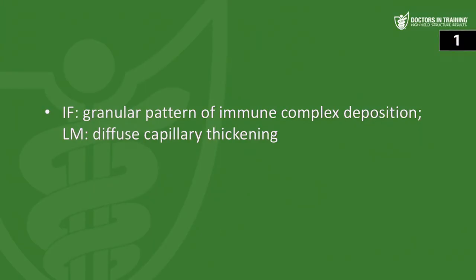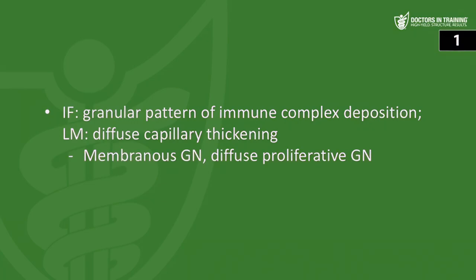So first we have immunofluorescence shows a granular pattern of immune complex deposition, and light microscopy shows diffuse capillary thickening. So that's going to be your membranous glomerulonephritis. Could also be diffuse proliferative glomerulonephritis.